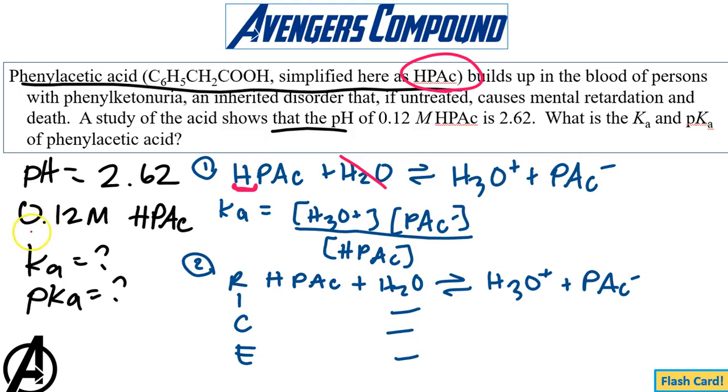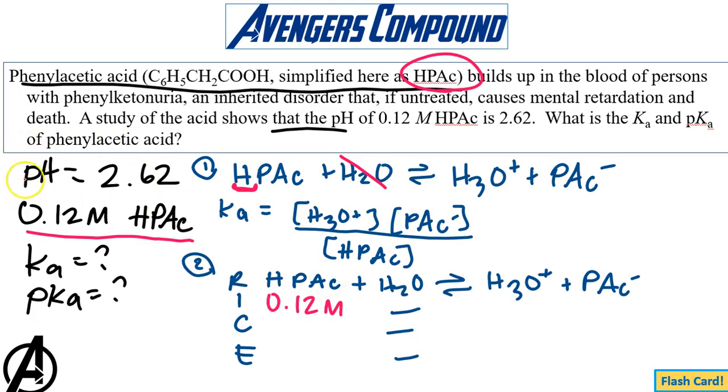So they gave us that we have 0.12 molar of HPAC. This is not an equilibrium. They just gave us the amount that we started with and used in order to get the pH, okay? So that means we can put 0.12 molar as our initial amount for HPAC.